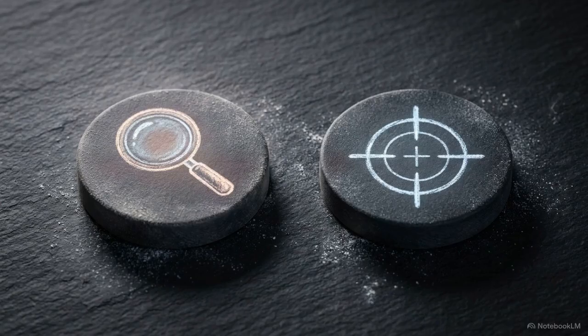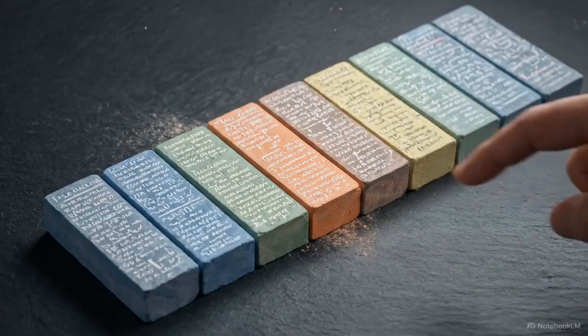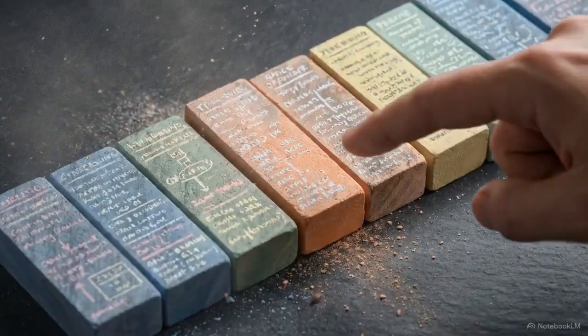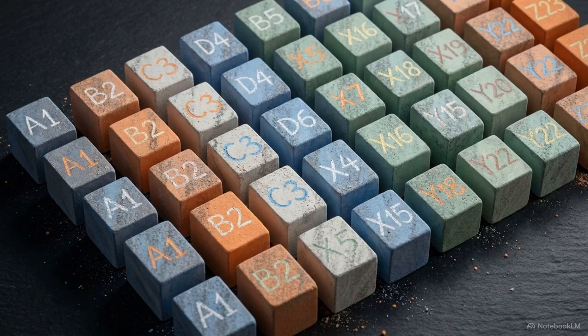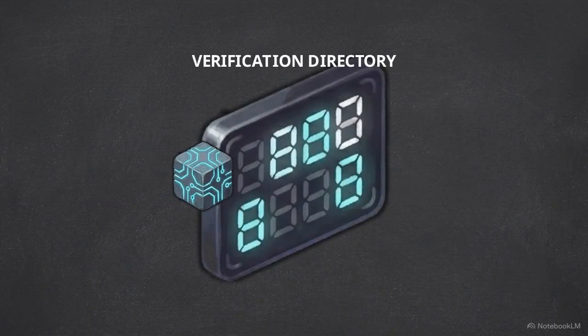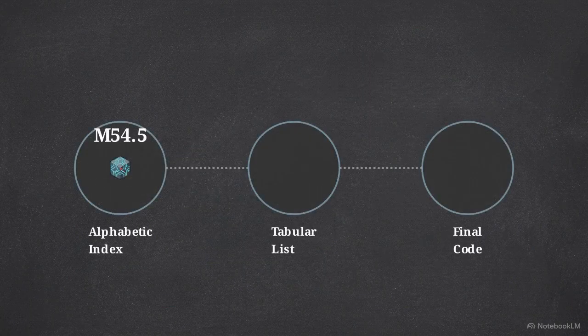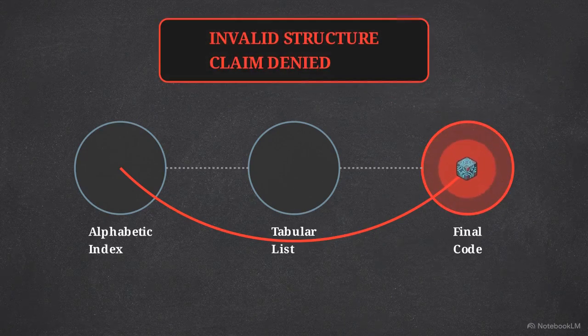Every valid diagnosis code is generated through a mandatory two-step algorithm: find and define. Step 1 begins in the alphabetic index. This acts exclusively as your search interface to locate a potential code path based on the provider's exact terminology. Step 2 requires you to move to the tabular list. This is the mandatory verification directory, where you confirm the code's structural validity and check for binding instructional notes. Bypassing the tabular list verification step and assigning a code directly from the index guarantees a structural failure of your code.